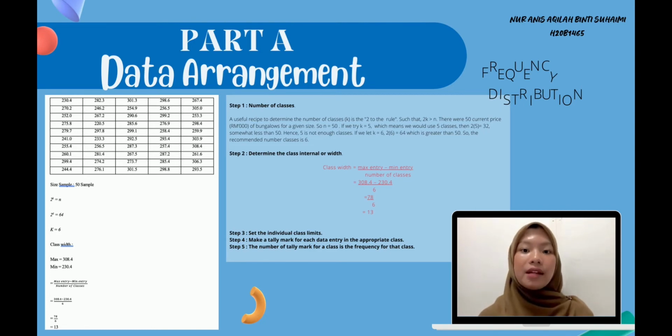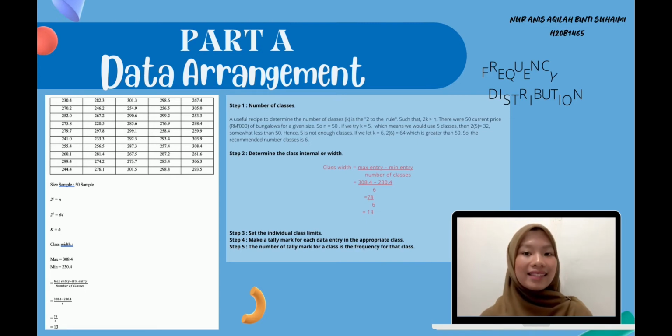The first step is the number of classes. A useful recipe to determine the number of classes, small k, is the 2 to the k rule, such that 2 to the power of k is bigger than n. There were 50 current prices of bungalows for a given size, so n equals 50. If we try k equal 5, which means we will use 5 classes, then 2 to the power of 5 equals 32, somewhat less than 50. Hence, 5 is not enough classes. If we let k equal 6, 2 to the power of 6 equals 64, which is greater than 50. So the recommended number of classes is 6.